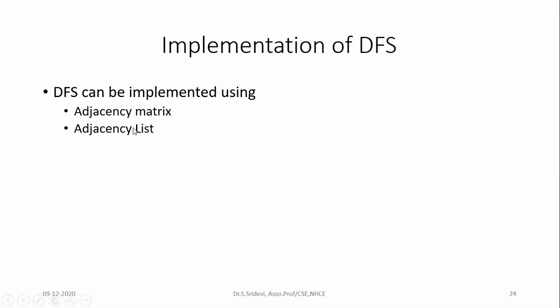And if you want to implement by means of adjacency list, then you can go for single linked list. It can be either array of linked list or otherwise array of pointers, where every pointer is going to point to one particular linked list. So we have two methods. Let us go for the first method in this class. We are going to implement by means of adjacency matrix.